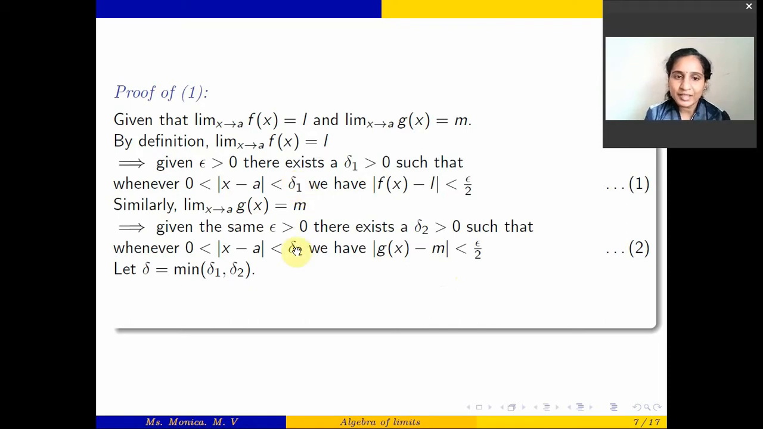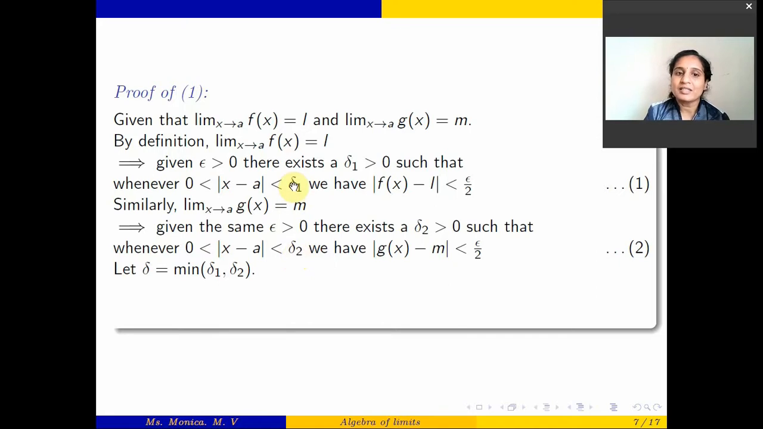I'll call this delta 2, say 3, or rather 1 and 2 we will take it. Say delta 1 is equal to 1 and delta 2 is the number 2. When the distance between x and a is less than 1, this condition is satisfied. When the distance between x and a is less than 2, this condition is satisfied. So this is less than 1, this is less than 2.